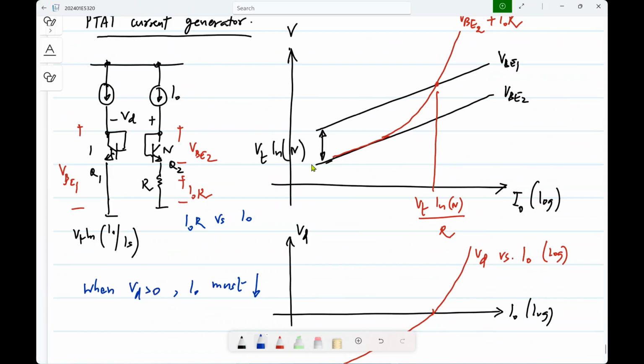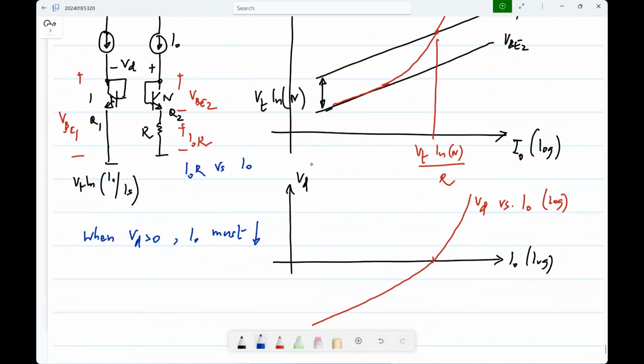Okay. So when Vd is positive, I naught must decrease. So what should I do? I should just compare these two, and then integrate and control, but there should be a negative sign because when Vd is positive, I want to reduce the current and so on. Is this okay?